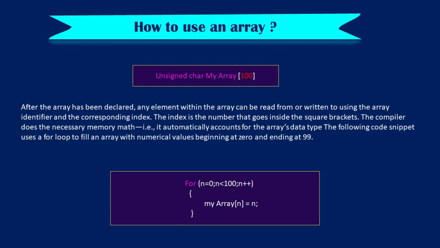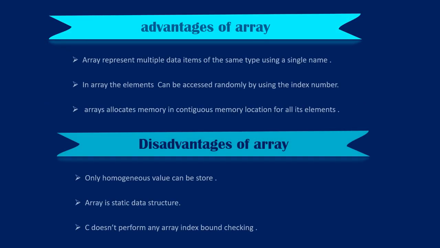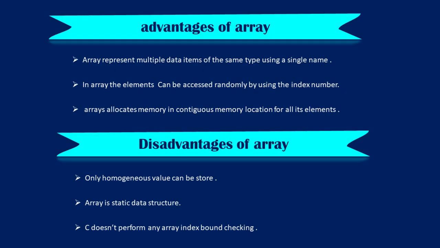Next we discuss the advantages and disadvantages of arrays. In that, first one: arrays represent multiple data items of the same type using a single name. In arrays, the elements can be accessed randomly by using the index number. Next one: arrays allocate memory in contiguous memory locations for all their elements.